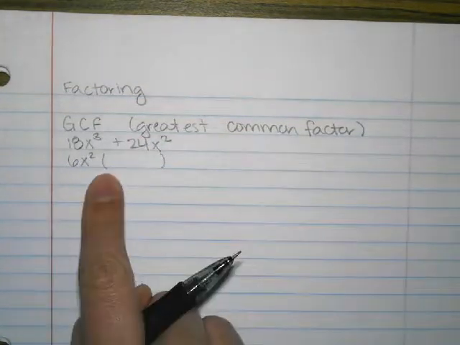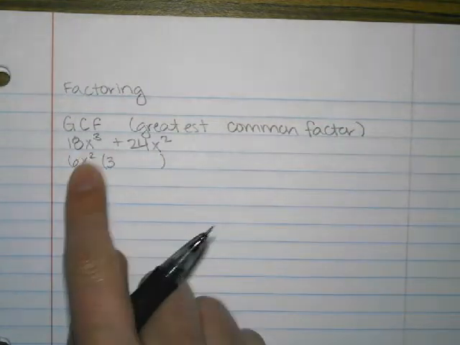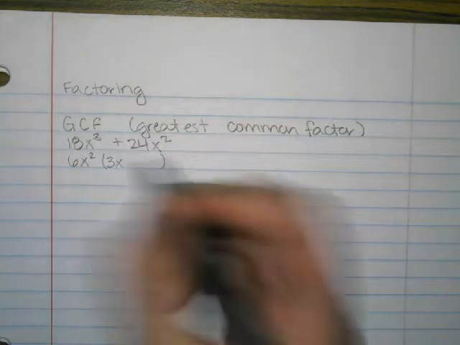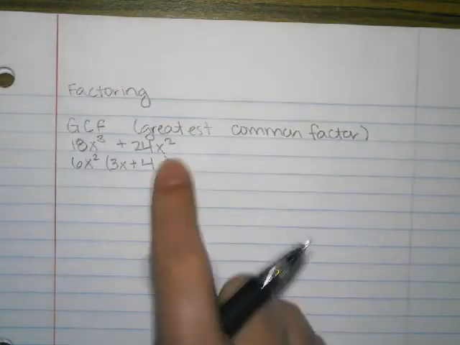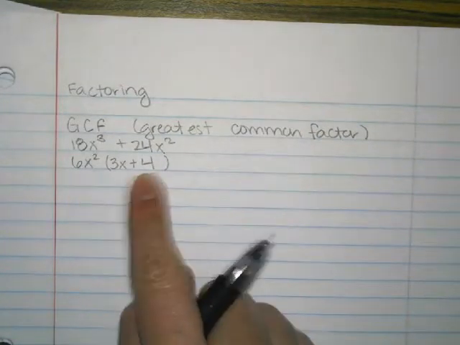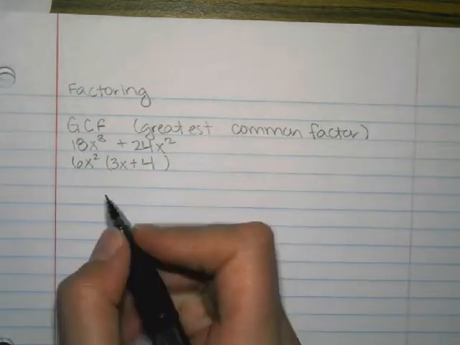And then for my leftovers, 18 divided by 6 is 3. X to the third divided by x squared is just x. 24 divided by 6 is 4. And x squared divided by x is 1. And I don't need to write multiply by 1 there. So that's how you take out the GCF.